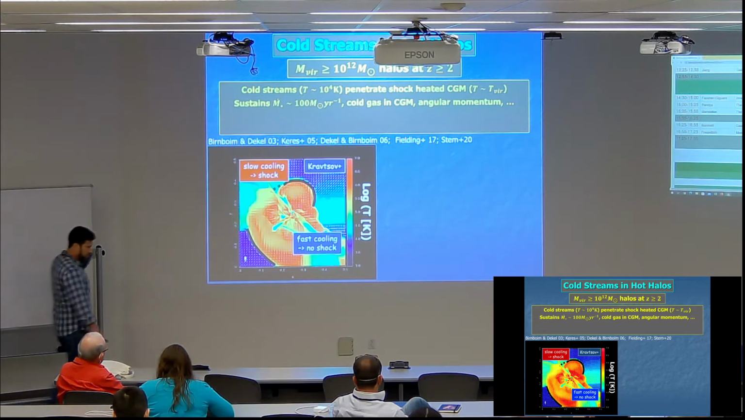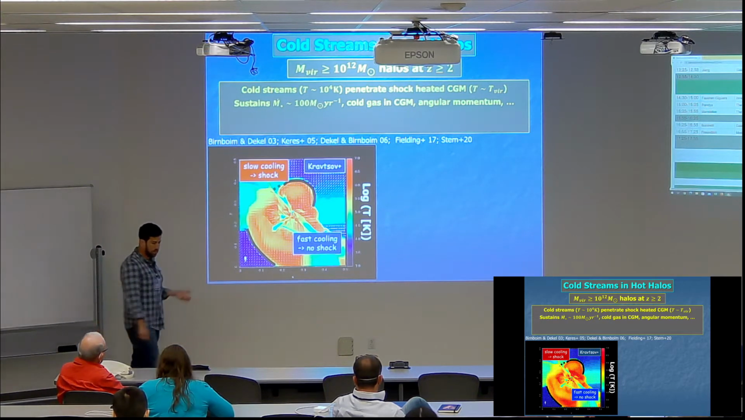Now, we've heard a lot today about how very massive halos tend to virialize and form a hot halo.